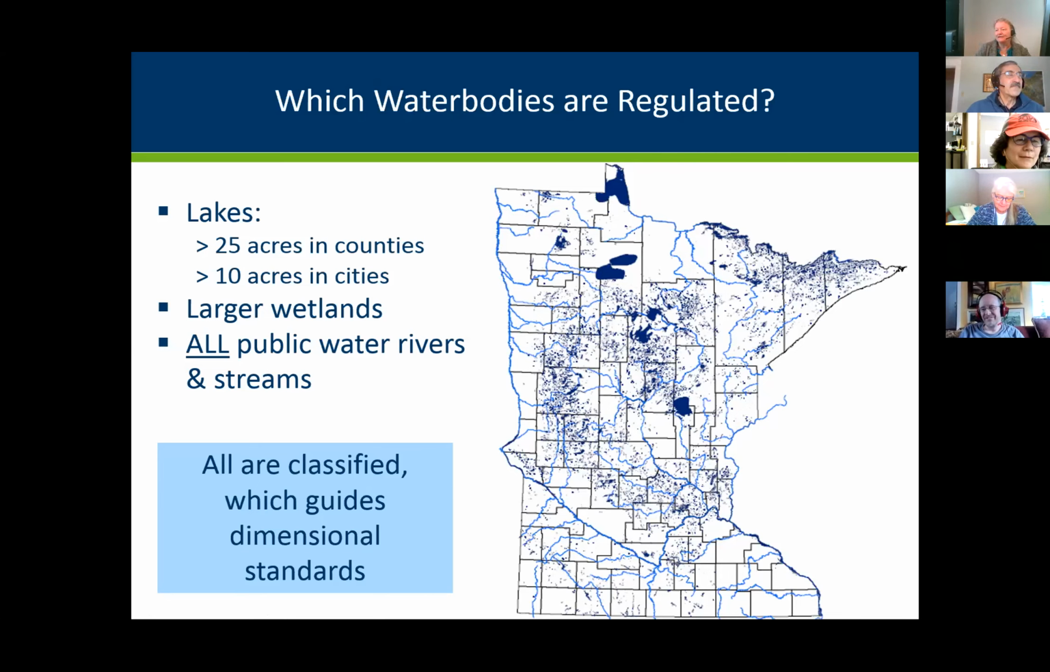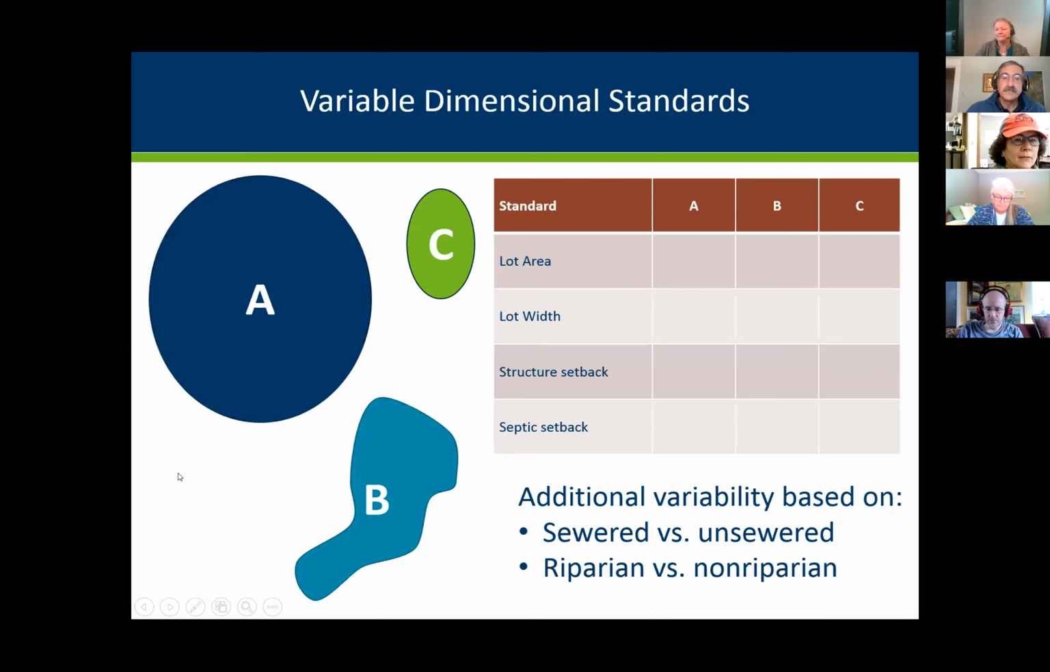And what the program regulates, in counties, is lands around water bodies greater than 25 acres in unincorporated areas of the county, and lands around basins greater than 10 acres that are in incorporated cities. Additionally, lands around larger wetlands, as well as all public water, rivers, and streams. You know, that's pretty extensive.